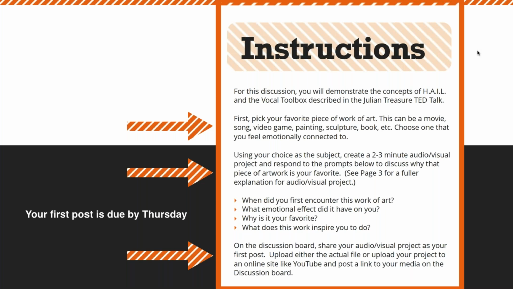I would like you to incorporate the items that Julian Treasure mentions, the Hail method and the vocal toolbox. If you haven't watched it thus far, watch it, but I'm going to give you just a brief synopsis of what those things are. First he talks about the Hail method, and that's an acronym. It stands for these 4 words: honesty, authenticity, integrity, and love. As Julian Treasure says, when you project those items as you're speaking, it really does resonate and connect with your audience.